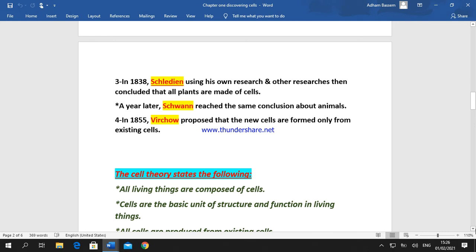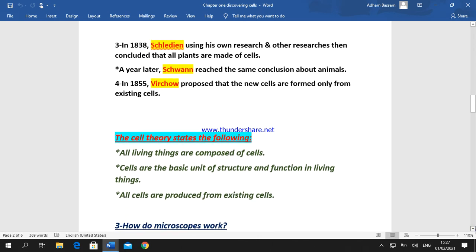In 1838, Schleiden, using his own research and that of other researchers, concluded that all plants, whatever their size, are made of cells. A year later, Schwann reached the same conclusion about animals. So, all plants are made of cells, and all animals are made of cells. In 1855, Virchow proposed that new cells are formed only from existing cells. Their work and the work of many other scientists led to the development of the cell theory.